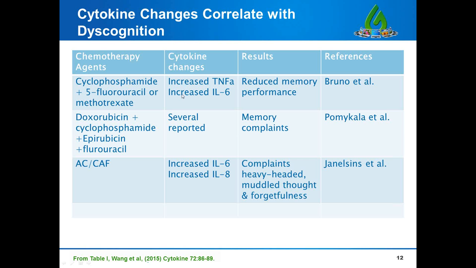So here, some people have seen increases in TNF-alpha, increases in interleukin-6, and there's another study here showing increases in IL-6 and IL-8. All of these different studies show cognition changes, so things like reduced memory performance, memory complaints, patients complaining of feeling heavy-headed, muddled thought, and forgetfulness.